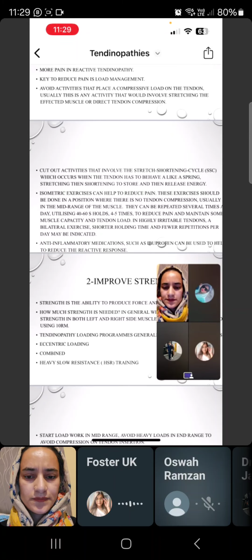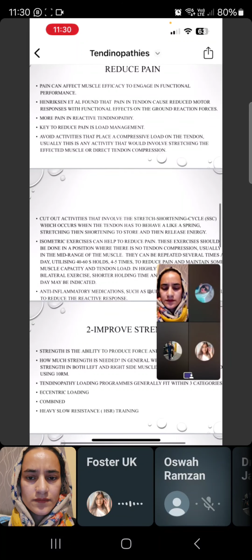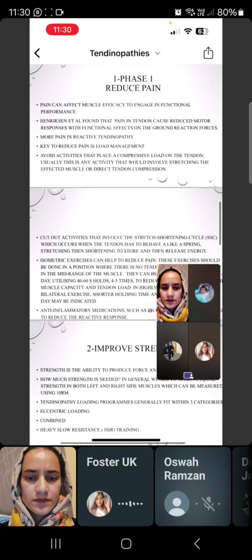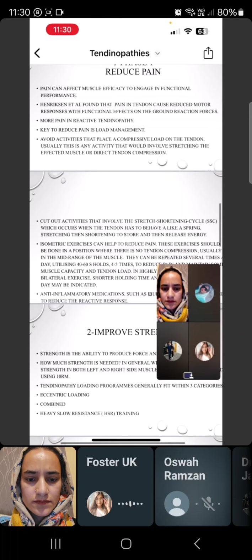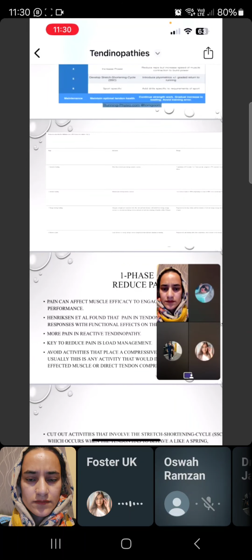Yes. Coming back to the second point in this slide, isometric now. So in terms of the exercises, the best one so far, evidence-based exercises in the very initial phase are your isometric exercises. So I'm going to hide. Can someone tell me why is that? Why isometric?